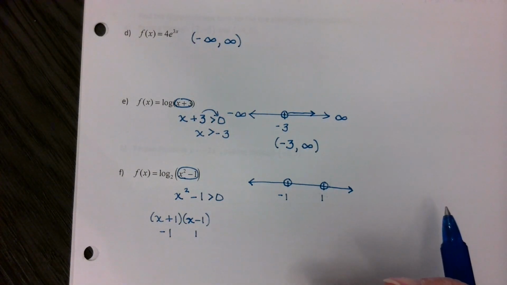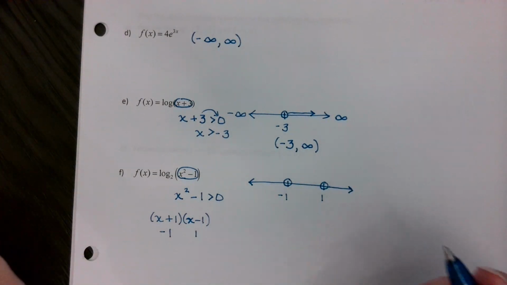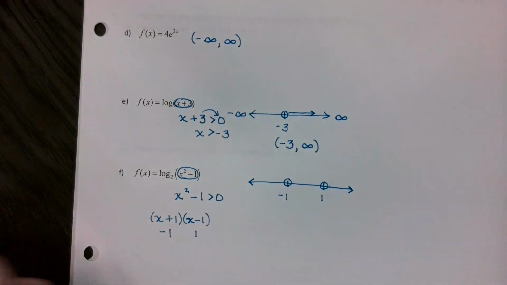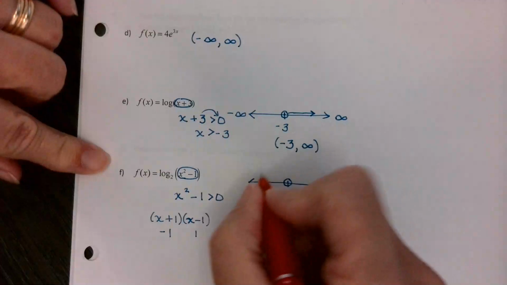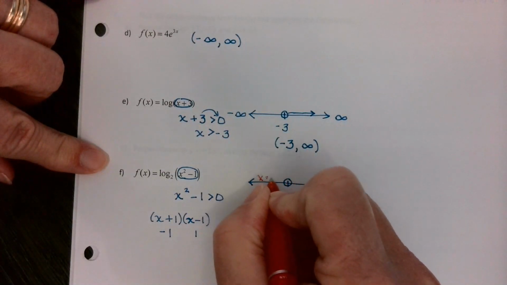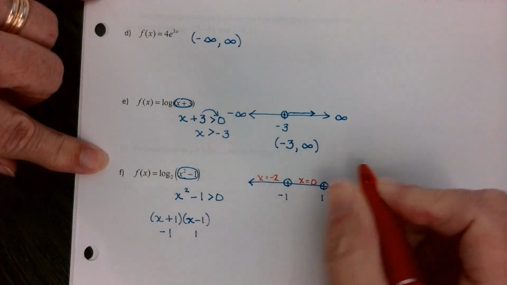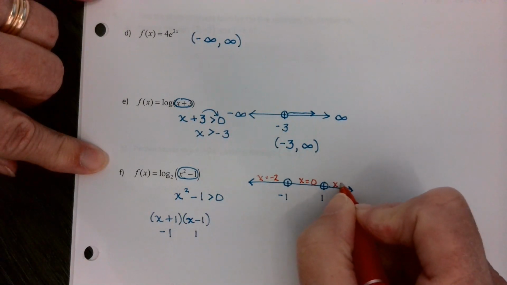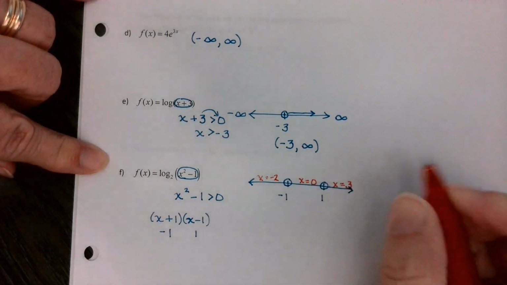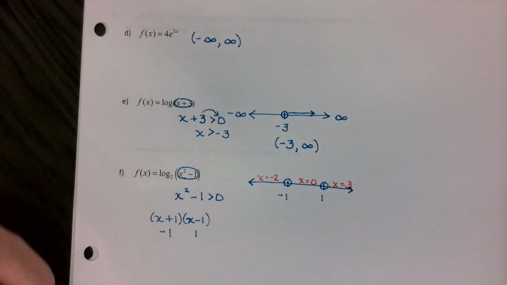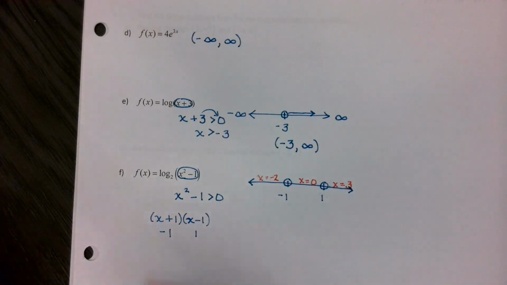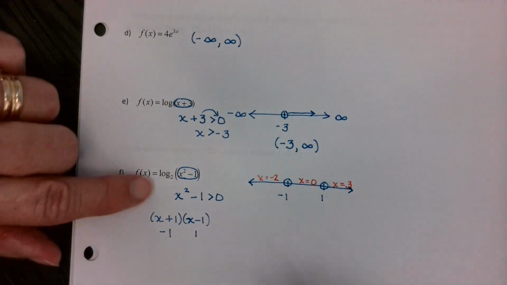Okay? All right, so now you have to take your test points. So let's pick a point to the left of negative 1. I'm going to pick negative 2. Pick a value between those two. I'm always going to pick 0. And pick a value to the right. I'll just use 3. That just so happened to be what I used on my answers. I didn't really realize it.